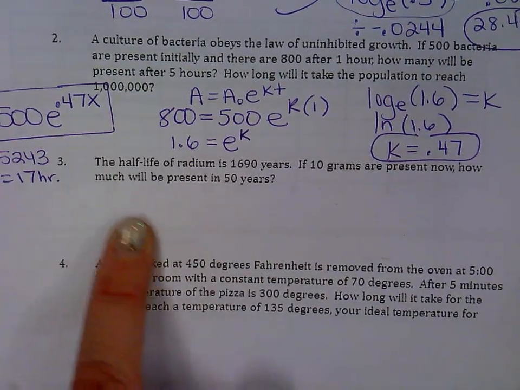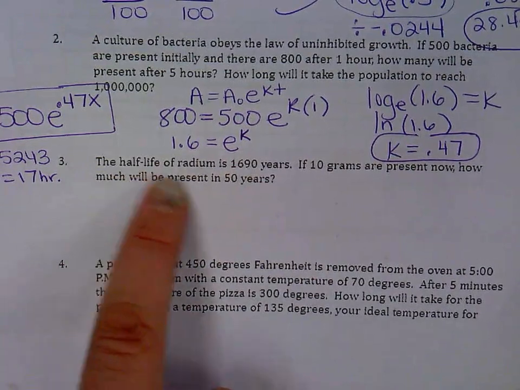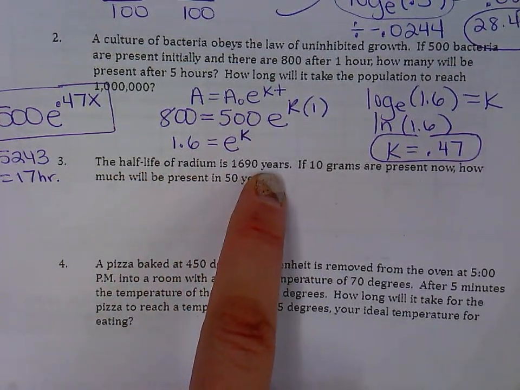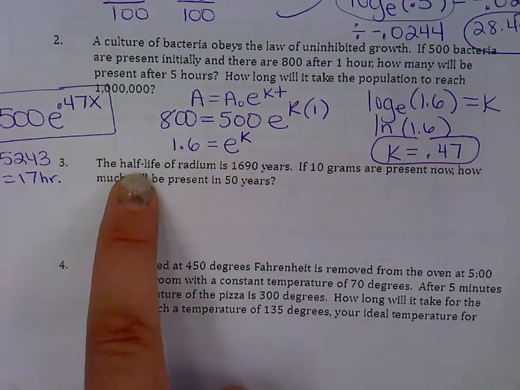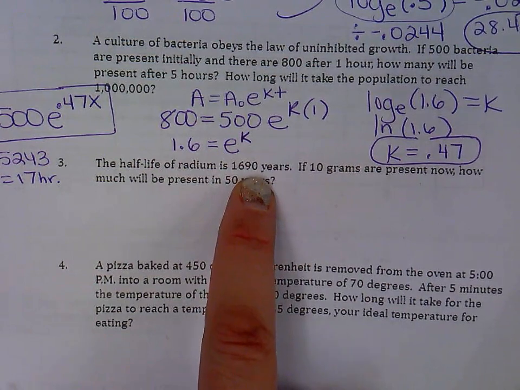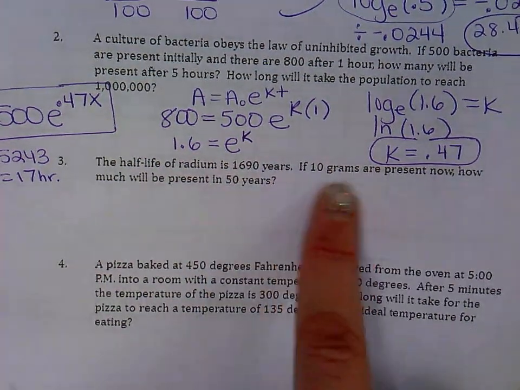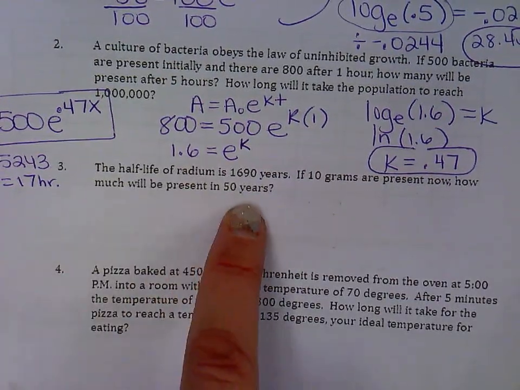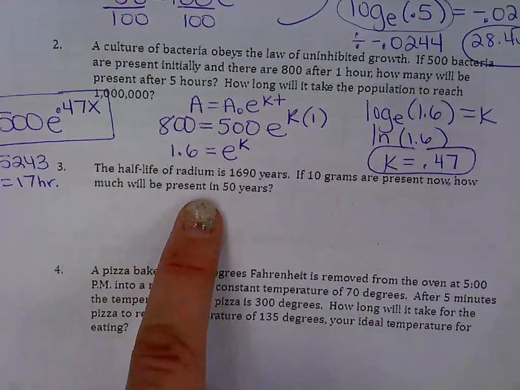This time they're telling you the half-life is 1,690 years. That's all the information you need to solve for k. It is a half-life, and that's the t value. We want to find the k value. Then, once we know the k value, if 10 grams are present now, how much will be present in 50 years? I can't answer the question until I find k.